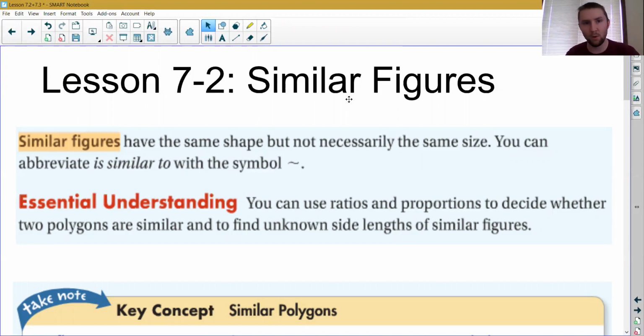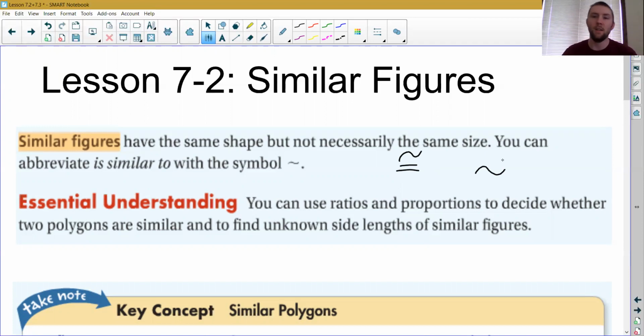Remember that the congruent symbol was an equal sign with a squiggle on the top, right? That was our symbol for congruence. The equal sign basically meant that the shapes were precisely the same: all the side lengths were the same, all the angles were the same. So when we go to just being similar, meaning they're the same shape but don't have to be the same size, we just drop the equal sign and use the squiggle. So this squiggle is the symbol for similar to. This shape is similar to this shape, all right?